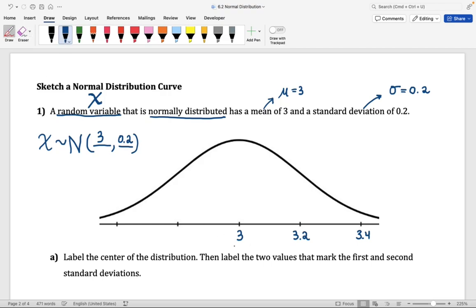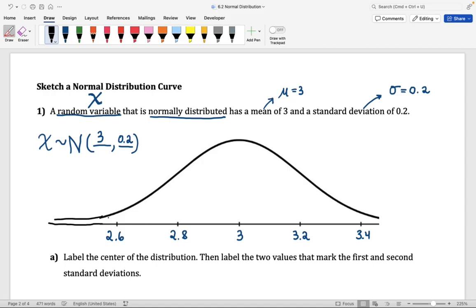Here on the left, we're going to subtract sigma. So one standard deviation to the left would be 3 minus 0.2. That is 2.8. Then if we want to label another standard deviation to the left, the second standard deviation to the left, we subtract 0.2. So that's going to give us 2.6. Again, I can continue doing this and I can go ahead and label more. Let's just go ahead and do one more.